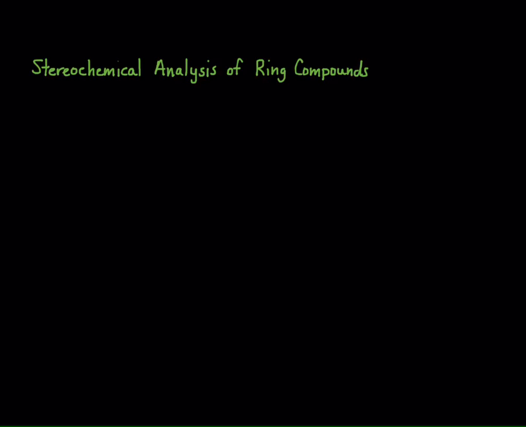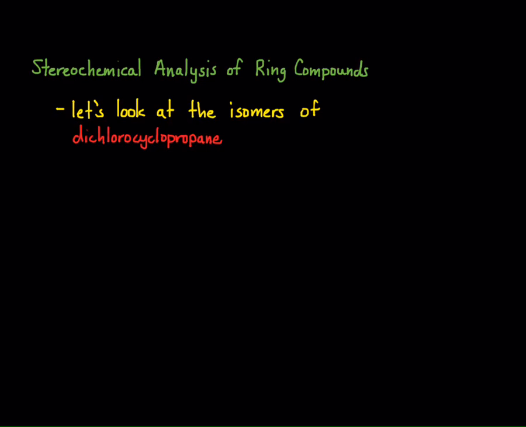So let's take a look at what happens when you have a ring in your molecule. And I'm going to tell you right now, it certainly complicates things quite a bit. And as a matter of fact, in the next chapter, we're going to really flush out what happens when you have the various types of rings. So for now, I just want to give you an idea about what you need to look for in terms of stereochemistry.